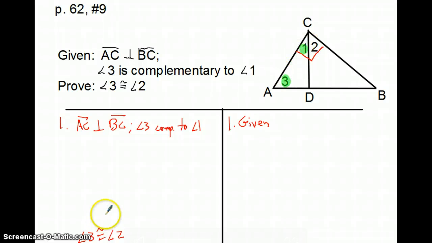So why does 3 have to be congruent to 2? Well, if you think about it, think about the last proof. This is kind of the same thing. 3 and 1 make 90. Well, the other thing I'm given here is that 1 and 2 sort of make 90 because they make a right angle there. So let's bank on that fact.